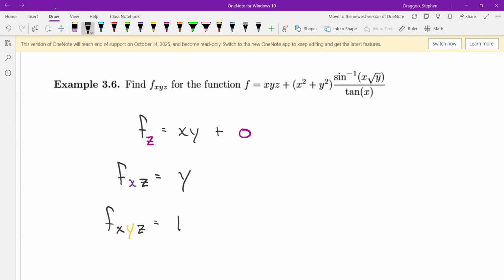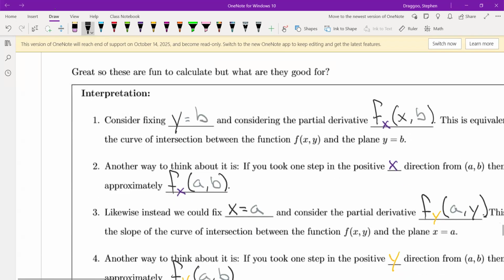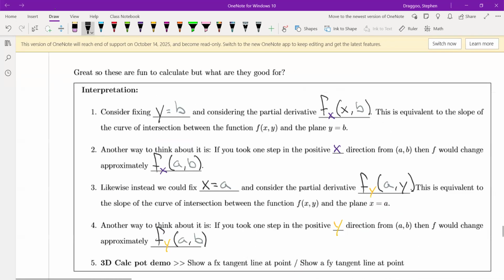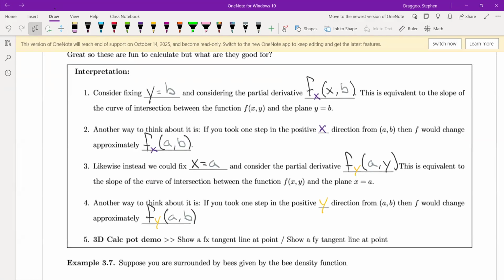So it is worth considering which partial derivative you want to start with if you're given a choice. Often there's an easy way and a couple of hard ways. Cool. All right. So what do these derivatives mean?